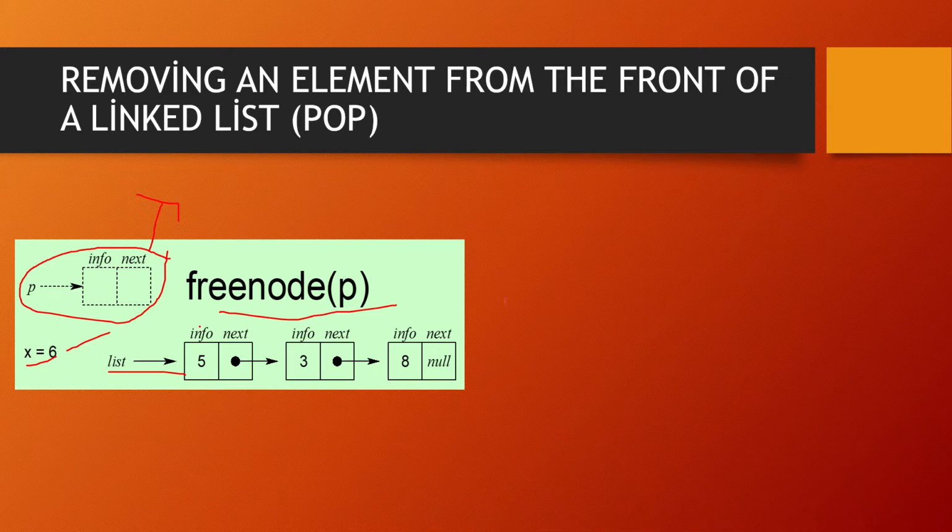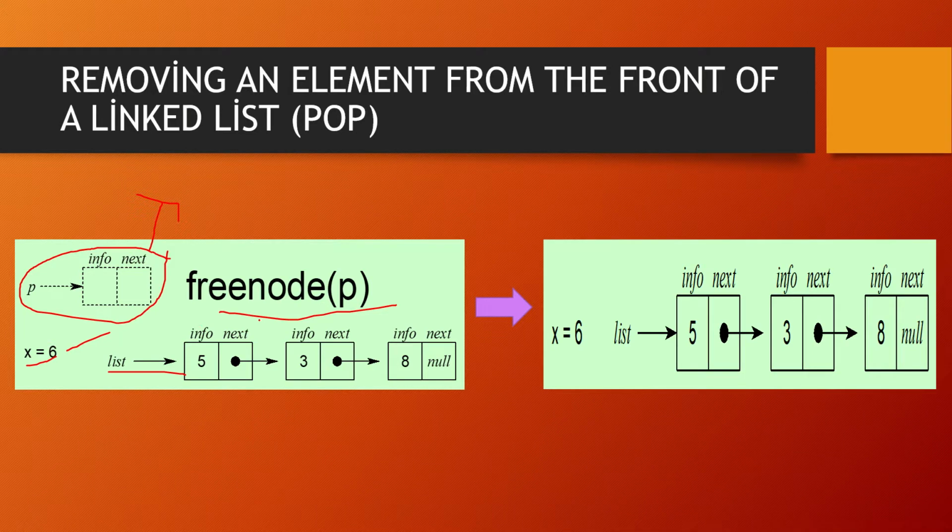After deleting this node, the list becomes like this. So this is how we can remove an element from the front of a linked list, which is equivalent to popping an element from the stack.